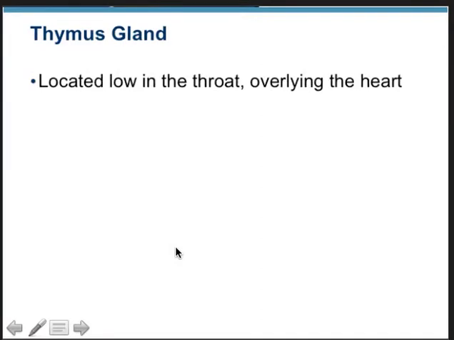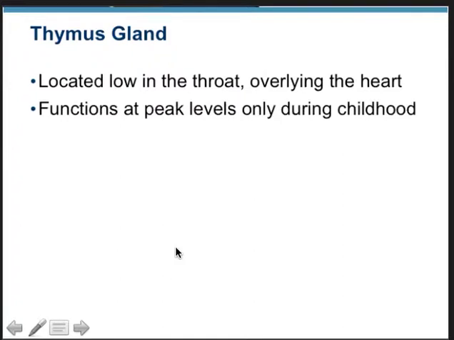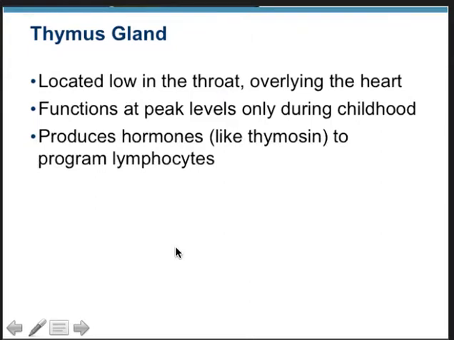It's located in front of the heart and behind the sternum. It functions at peak levels during childhood, where it produces hormones that help T lymphocytes become immunocompetent, meaning capable of fighting diseases. So you could think of the thymus as T cell school. There's only one class of incoming immature T cells that move into the thymus, and there's only one class that graduates from the thymus. And once they move out, they populate the lymphatic tissue throughout the body, and that's when they assume their role in fighting disease.